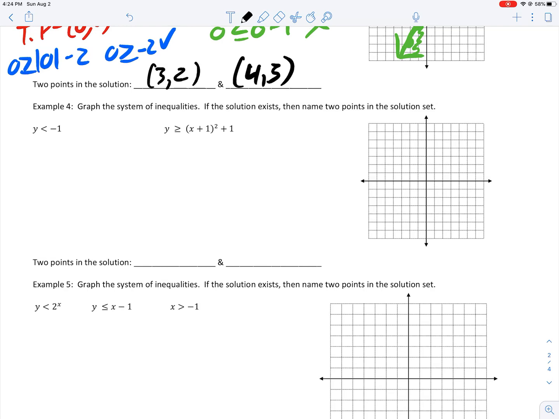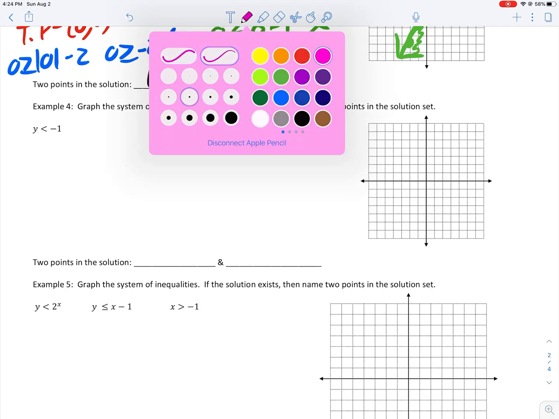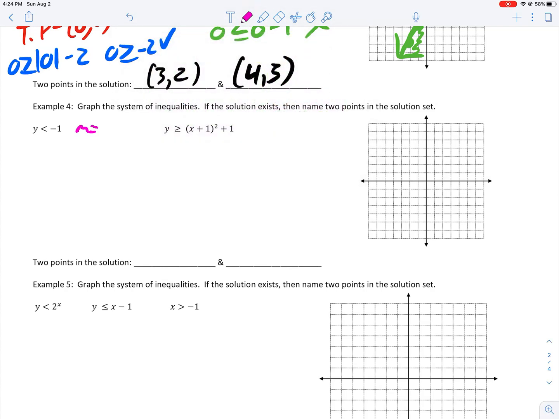Example 4. So now we have a line and a quadratic. So graphing the line, right here, your slope is 0. Your y-intercept is -1. So it's going to be a dashed horizontal line. So where are the points less than that? That would be below it.